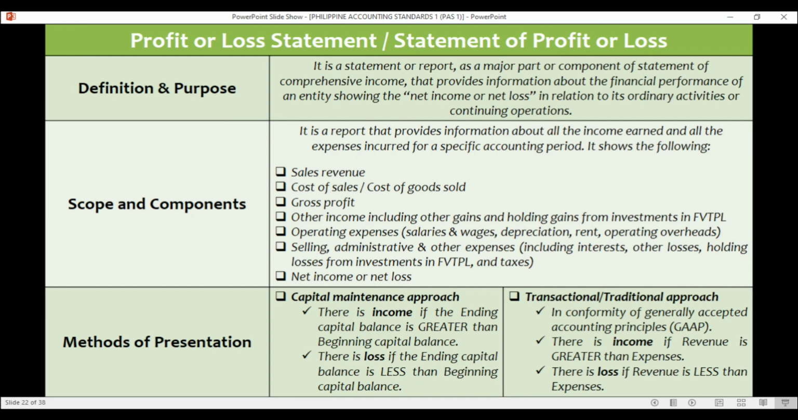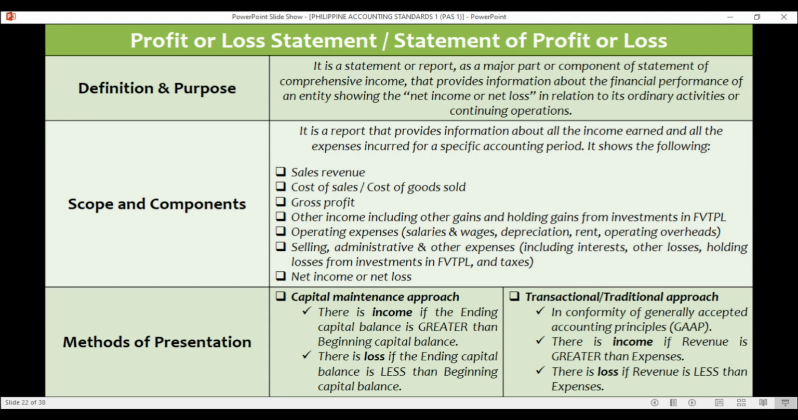Methods of presentation. So for the profit or loss statement, it could either be presented under the capital maintenance approach or the transactional or traditional approach.